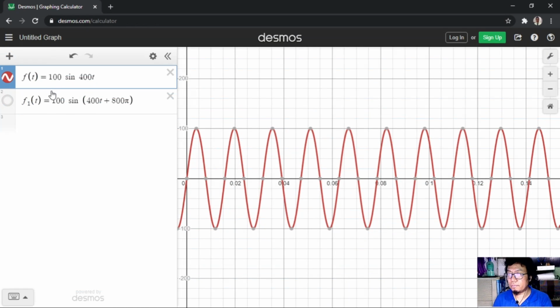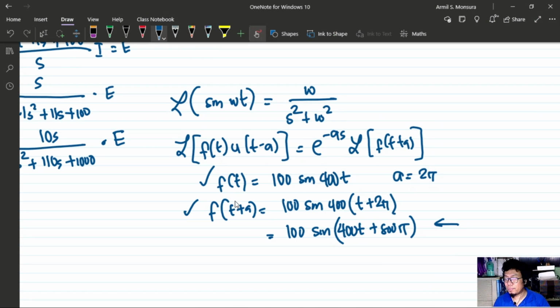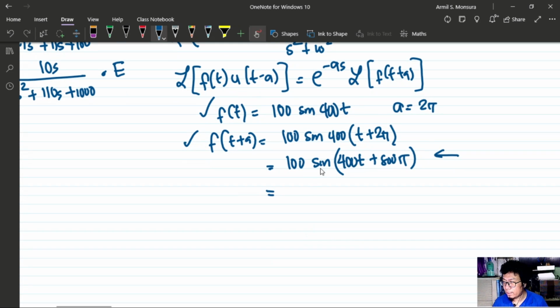If we actually graph this one here, what you would observe now is that you have this function. Observe that they are equal. Essentially, this f of t and f of t plus a are basically equal. Actually, you can prove that analytically by trying to expand this one.